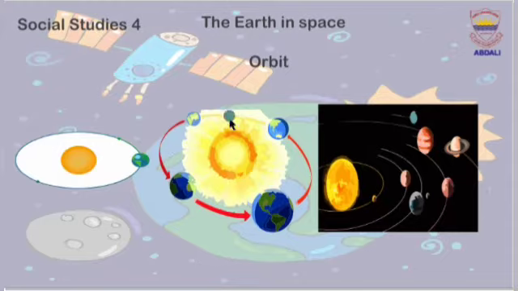My dear students, is it clear now? Can you explain what is orbit? Are you thinking the same? Yes, orbit is the path of the Earth around the Sun. Other planets and satellites also have orbits. Repeat once again. Orbit is the path of the Earth around the Sun.